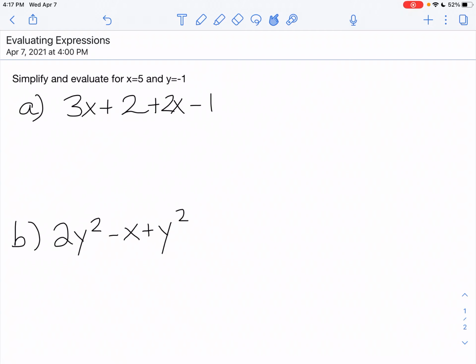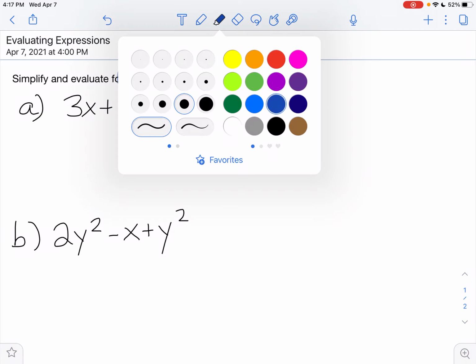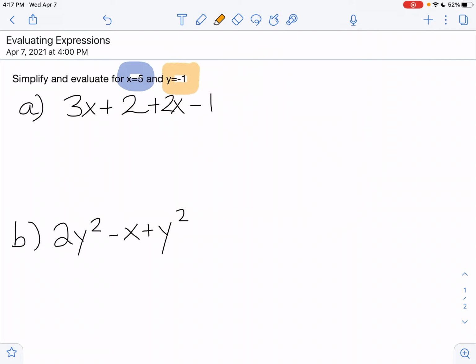In this video, we're going to be working on evaluating expressions. So evaluate means find an answer or find the value of the expression when you're given specific values for x and for your variable y. These, of course, could be a and b or y and z or any letters that you have in your expressions. So first, we're going to work on simplifying by collecting like terms.